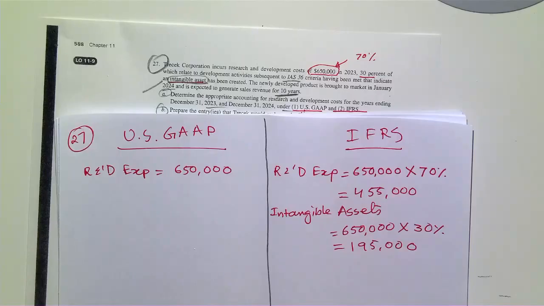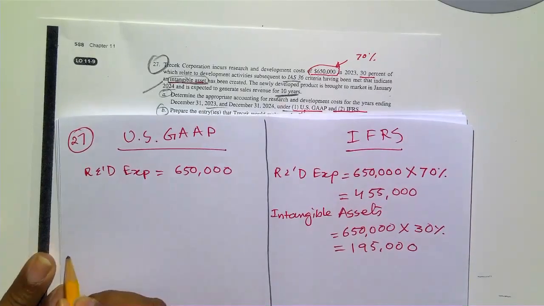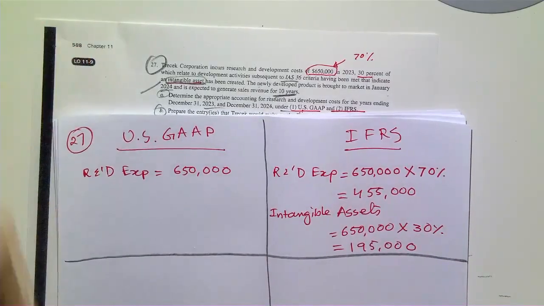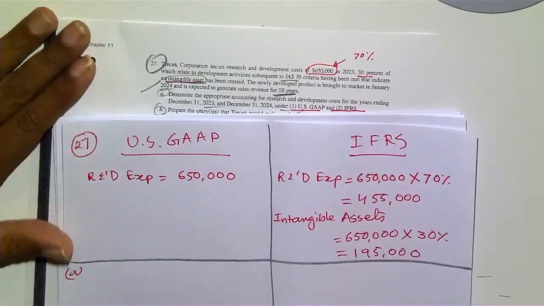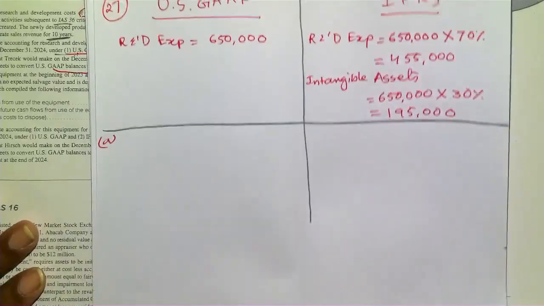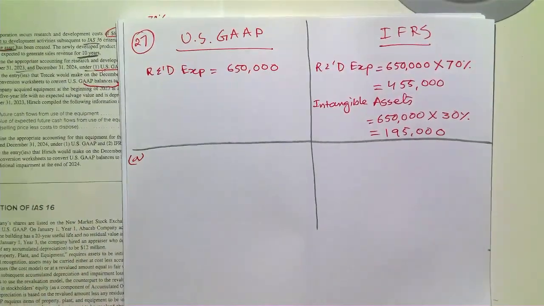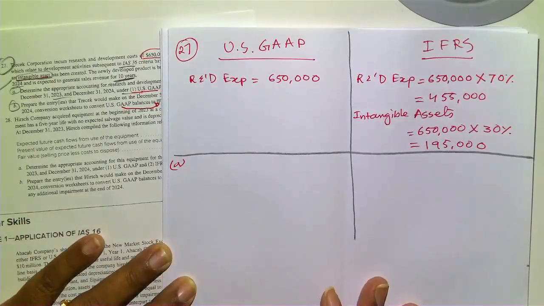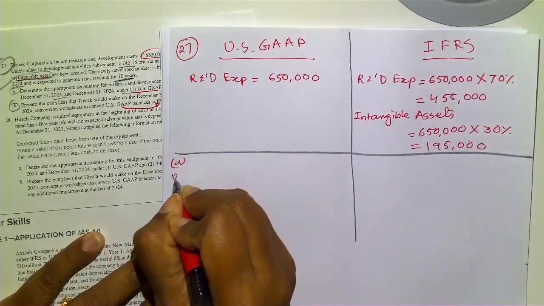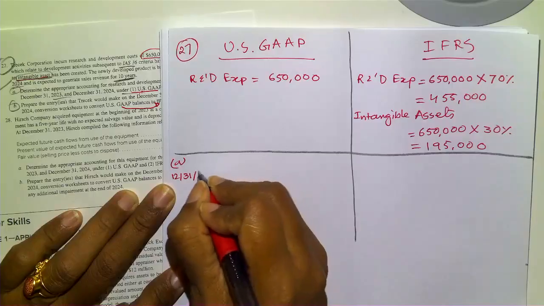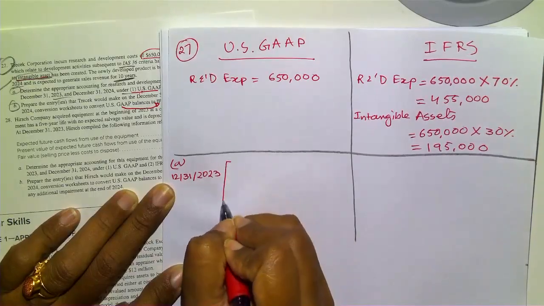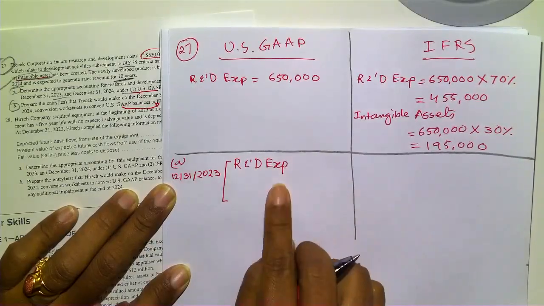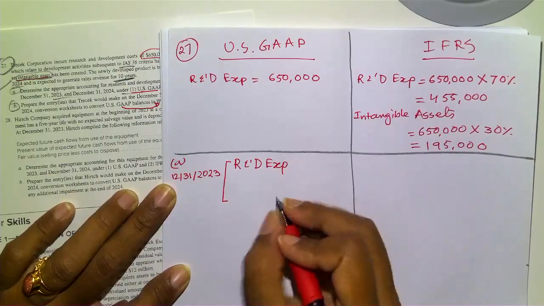Now, we will do the regular journal entries. Let's do the regular entry for 2 years. So, what will IFRS do? Now I'm doing part A, the journal entries. The US GAAP company will record R&D expense debit, and we assume that they paid cash. So this is December 31st, 2023. US GAAP will call the entire amount an expense. R&D expense, I'm just writing expense because I don't have enough space, and they paid cash.